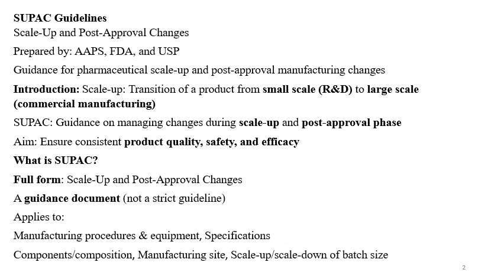SUPAC changes apply to the manufacturing procedures, processes. Then these apply to the equipments. These apply to the specifications, composition of the formulation, components of the formulation, manufacturing sites, packaging sites, scale up and scale down of the batch size of the products. Many of the times, the SUPAC guidelines are applicable to the equipment changes and also for the site changes.